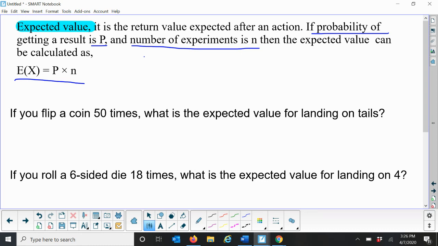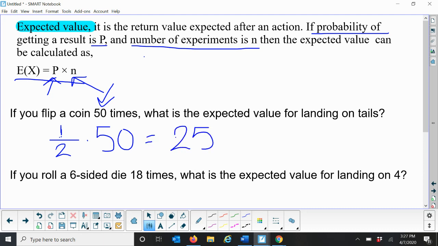So first I want to think about, what is the probability of flipping a coin and landing it on tails? Well, that probability is going to be 1 out of 2. I have a 1 out of 2 chance of my coin landing on tails. So that's going to be my probability P. My N is the number of times I perform this experiment, or in this case, the number of times I flip my coin, and that's going to be 50. And so 1/2 times 50, we would expect our coin to land on tails 25 times, or half the time.